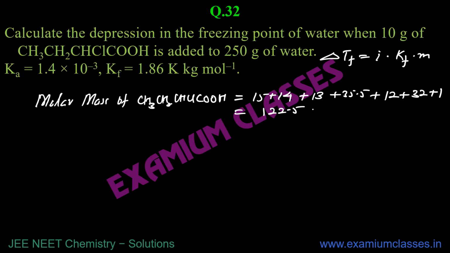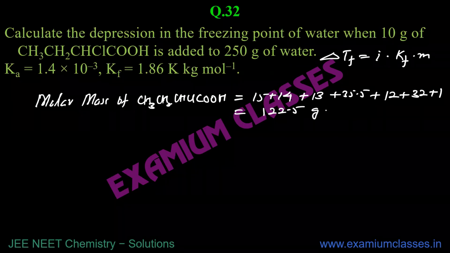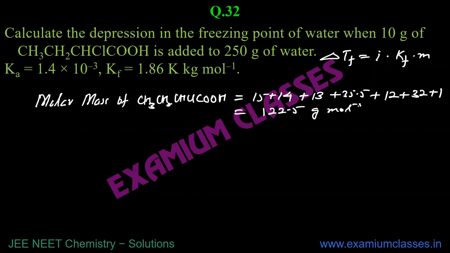Okay, so the molar mass will be 122.5 grams per mole. From here, we will calculate the molality. You may not calculate molality; you can directly substitute it here. You can just calculate the value of I, because molality will be the number of moles, given mass divided by the molar mass. So you can substitute it later on also.